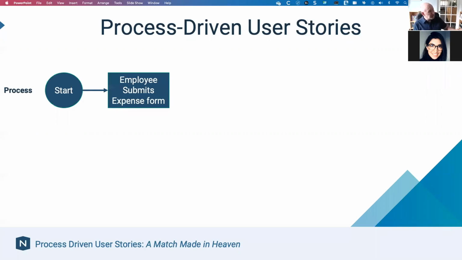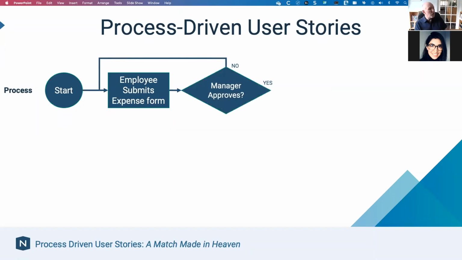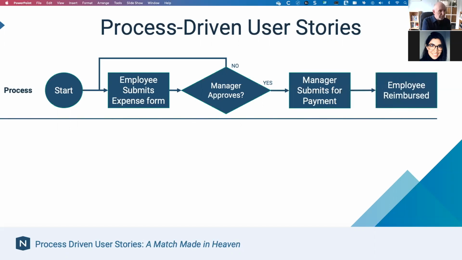So we start the process and the employee submits an expense form. That moves over to a next phase where a manager receives the expense report and they either approve or not approve the expense. If it's approved, the manager will submit this for payment, and then the employee will get reimbursed. So we have a nice process here.